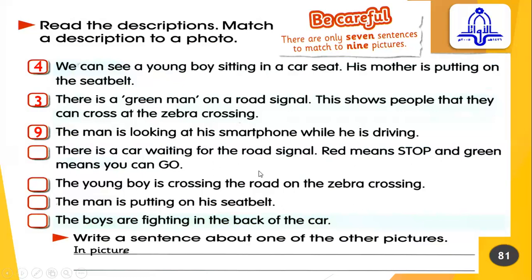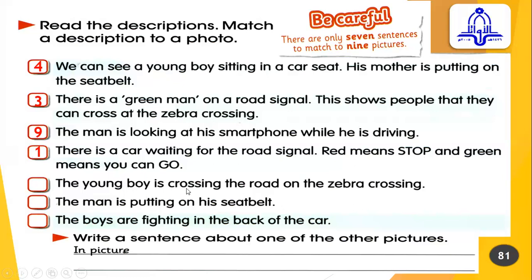There is a car waiting for the road signal. Red means stop and green means you can go. Again, there is a car, هنالك سيارة, waiting, تنتظر, waiting for, تنتظر, for the road signal, تنتظر إشارة الطريق. Red means stop and الأحمر يعني توقف. Red means stop. طبعا هذه الاس هي third person s, and كلمة red it means it. So red means stop and green والأخضر means يعني you can go, تستطيع أن تنطلق أو تذهب. This refers to picture 1. هذه تشير إلى الصورة رقم 1.